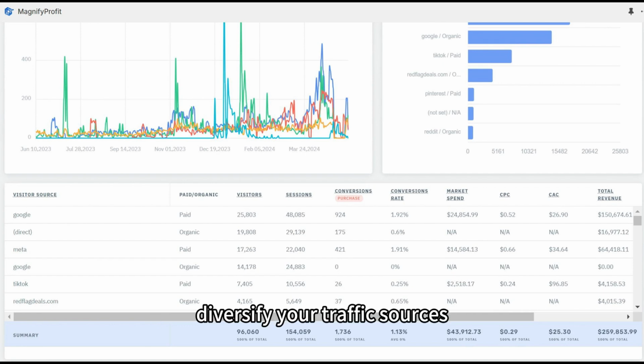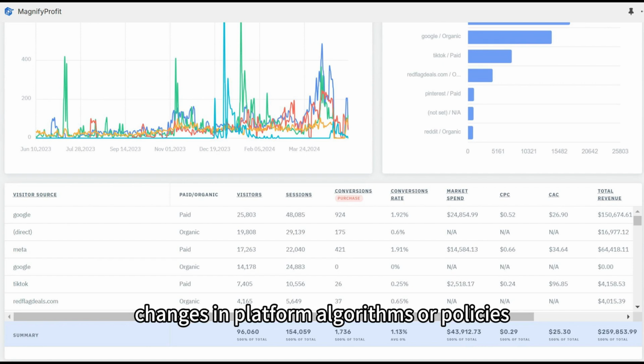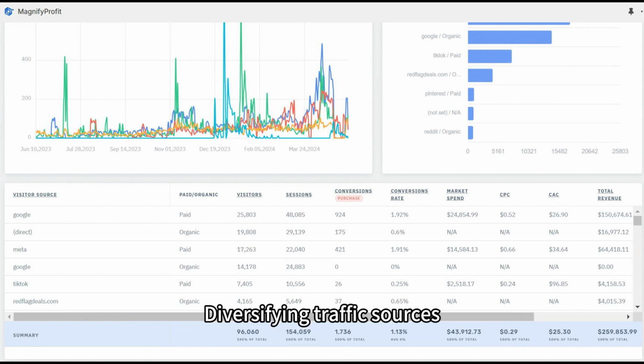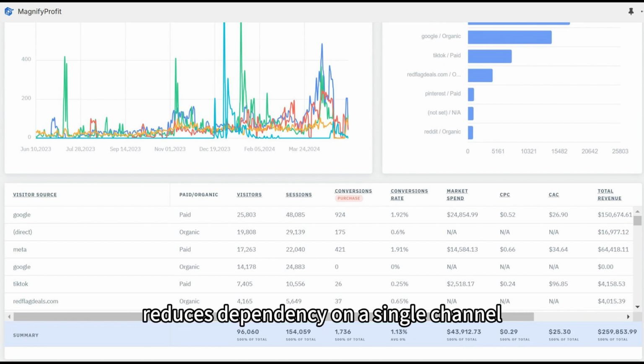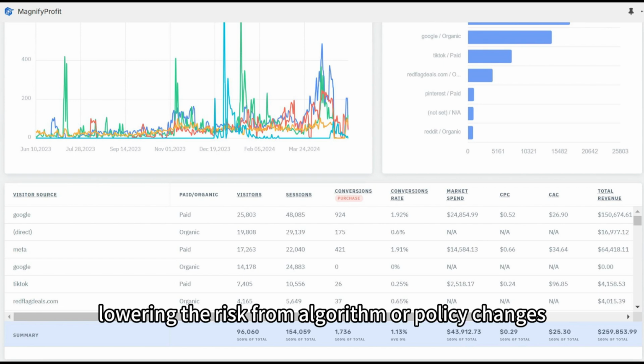Finally, diversify your traffic sources. Ensure a balanced approach to avoid over-reliance on a single source, mitigating risks associated with changes in platform algorithms or policies. Diversifying traffic sources reduces dependency on a single channel, lowering the risk from algorithm or policy changes.